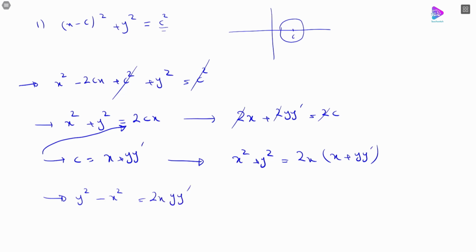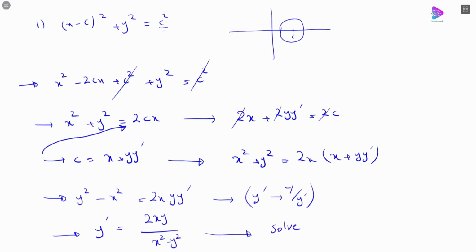And then we know if we want to find a line that is perpendicular to another line, we have to change y prime to minus 1 over y prime, which would give you y prime equal to 2xy over x squared minus y squared. And if we solve this equation through methods that we've shown in the past, we will end up with the family of curves that are perpendicular to this circle right here. Let's take a look at another example.